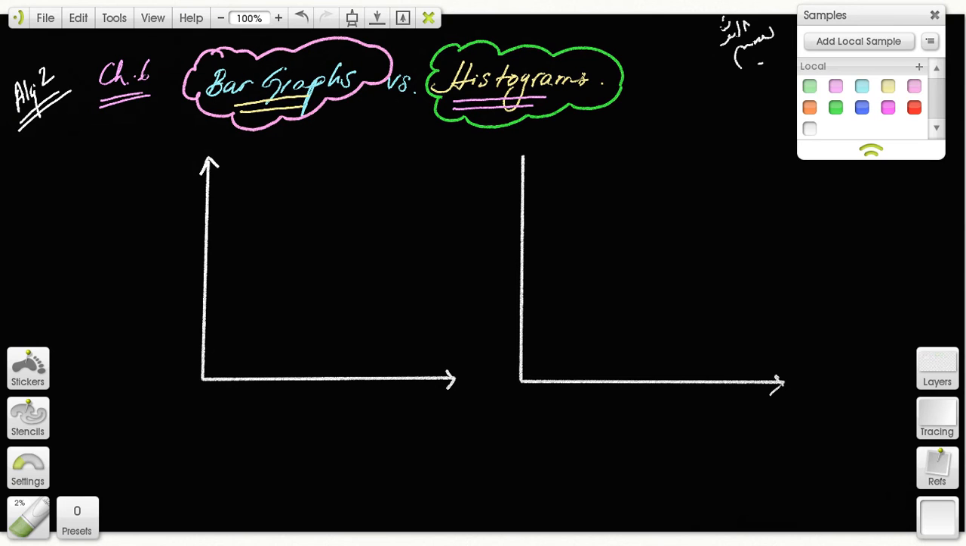Okay, Bismillahirrahmanirrahim. Today I'd like to talk about a very important topic, and that is bar graph versus a histogram.